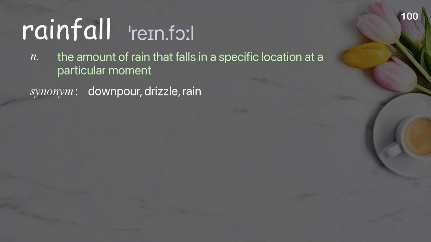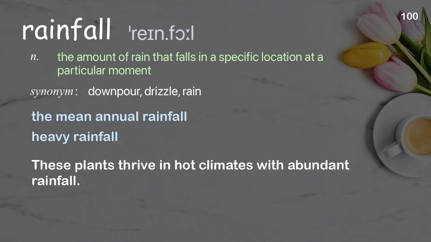Rainfall. The amount of rain that falls in a specific location at a particular moment. Examples: the mean annual rainfall, heavy rainfall. These plants thrive in hot climates with abundant rainfall.